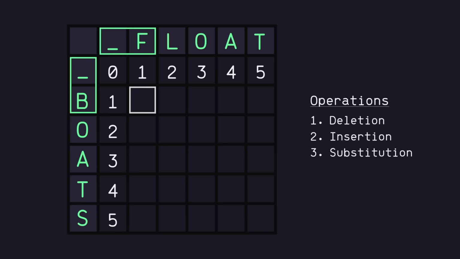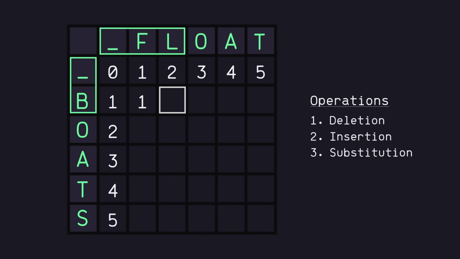Here we're asking ourselves what operation must be performed to transform B to F. In this case, we use 1 substitution operation. Since we're substituting, we build off the value that is diagonal in the top left of this cell. So we add 1 to 0, so we insert a 1 here.